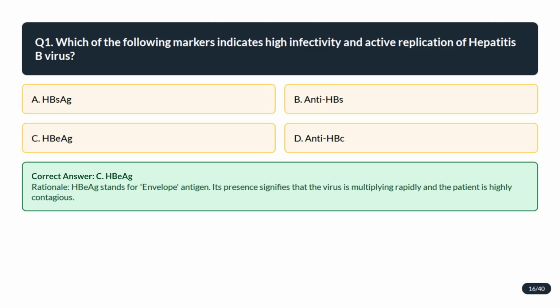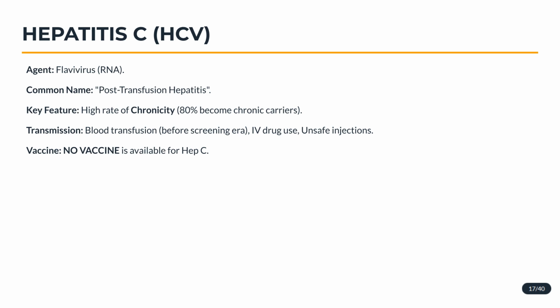There is currently no vaccine available for Hep C. Hepatitis C is often asymptomatic and detected years later when cirrhosis or cancer develops.